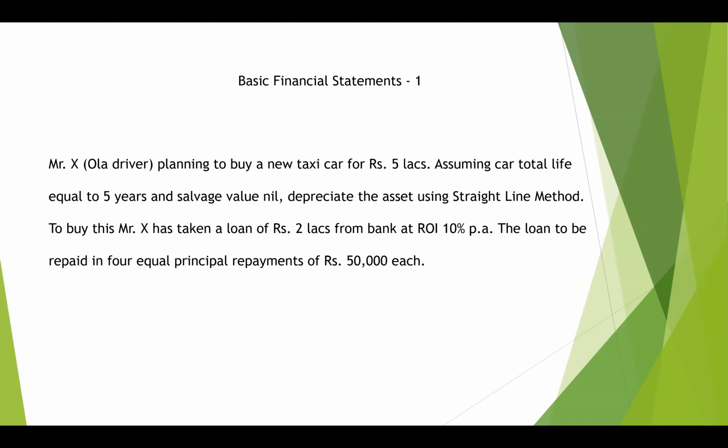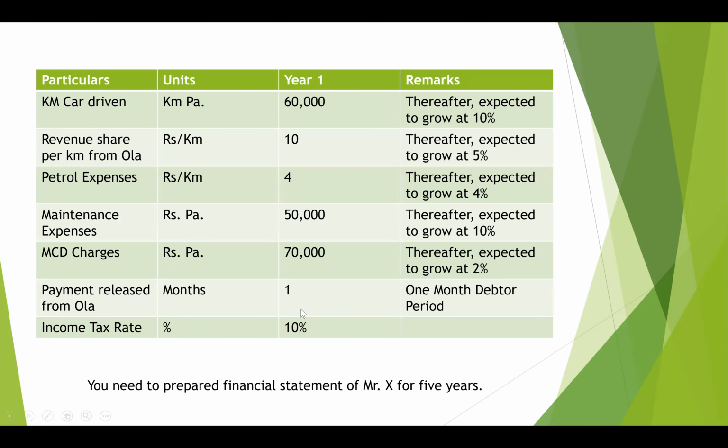Fine. The loan is to be repaid in 4 equal installments of 50,000 each. The principal of 2 lakhs will be repaid in 4 equal principal payments of 50,000 each. Then there is further operational data.